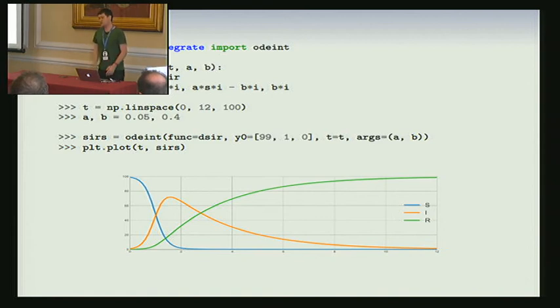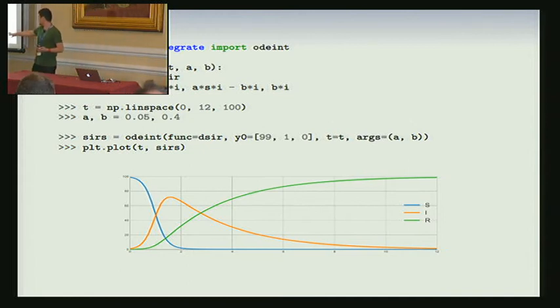We've defined some time period where we're going to integrate over, and we've chosen a starting vector. So my starting vector is 99 susceptible people in a room, 1 infected person in the room. How's that disease going to spread? We can plot the results of this, and we can read off the behaviour of the disease.